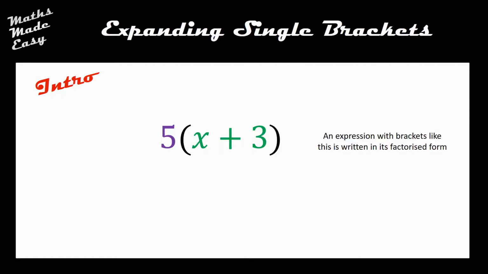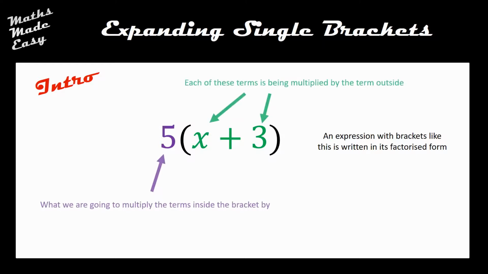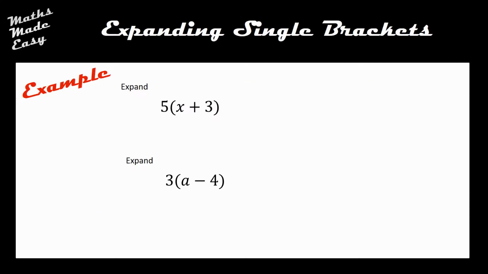Okay, so if we look at what we've actually got going on here, we've got the 5 written outside the bracket. That's the number that we're going to multiply every single term inside the bracket by. So we can see inside the bracket I've got x plus 3, and both of those separately must be multiplied by whatever is on the outside of the bracket. So let's have a look at some examples of this.